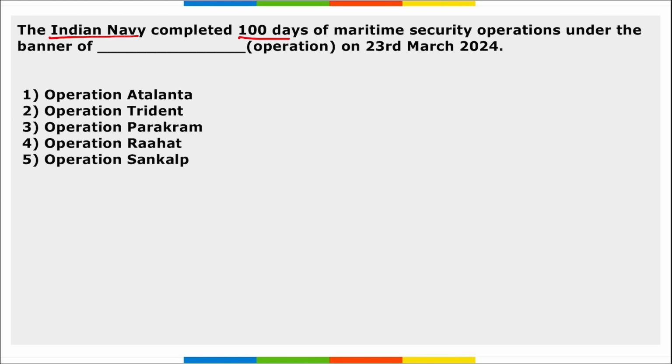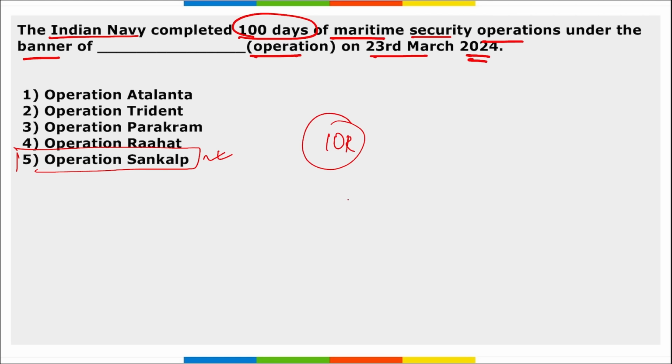Next, the Indian Navy completed 100 days of maritime security operations under the banner of Operation Sankalp on 23rd of March 2024. Take a note of this, important. Right? And as a part of Operation Sankalp, the Indian Navy played a major role as the first responder and preferred security partner in the Indian Ocean region. And during the operation, Indian Navy saved over 110 lives, that includes 45 Indian seafarers, and escorted over 15 lakh tons of commodities like fertilizers, crude oils, and finished products.